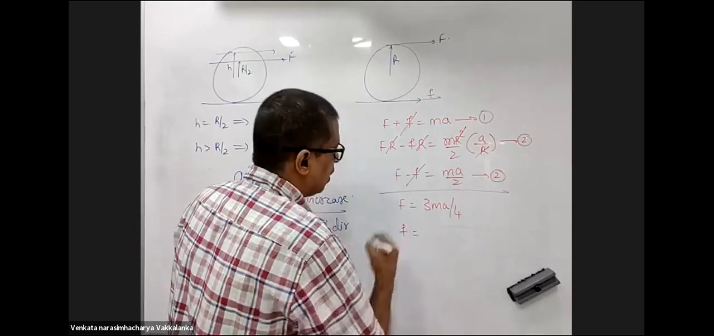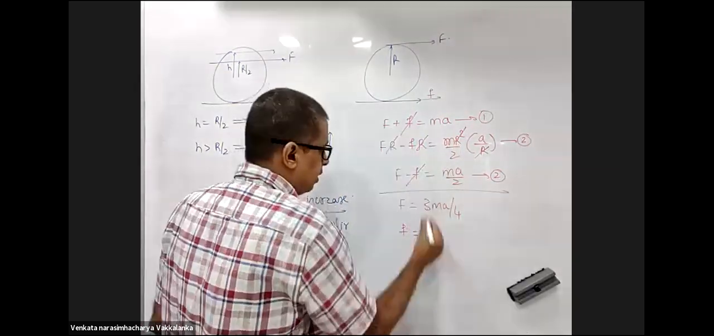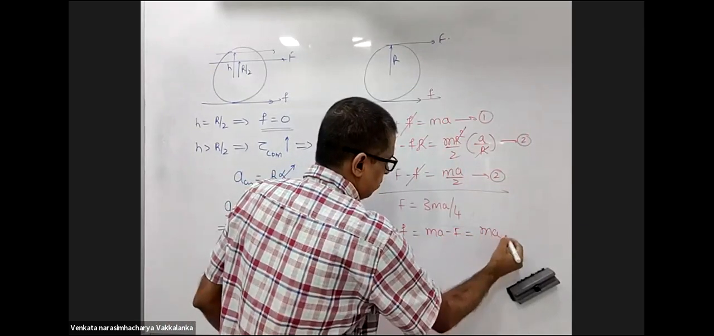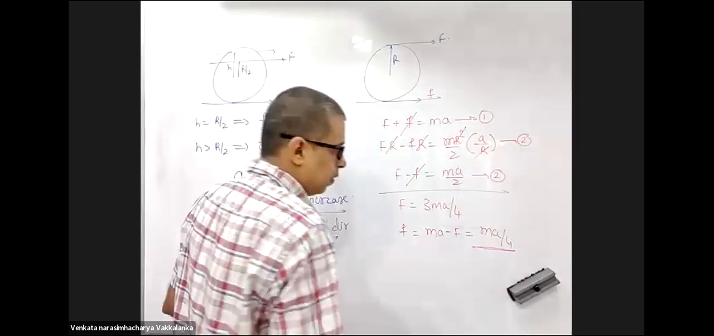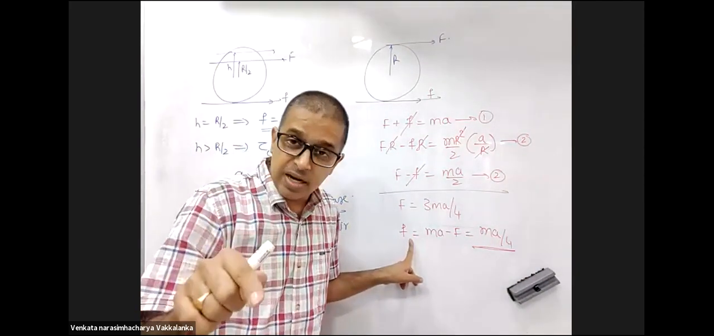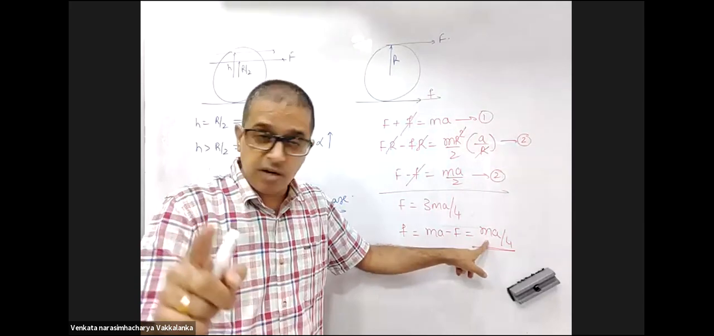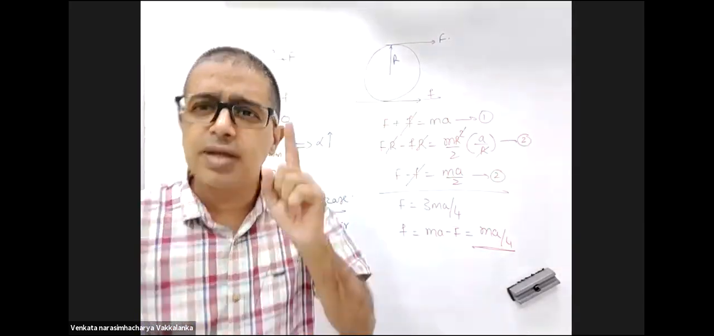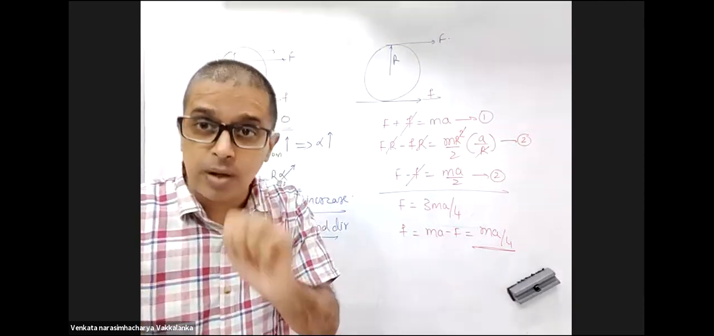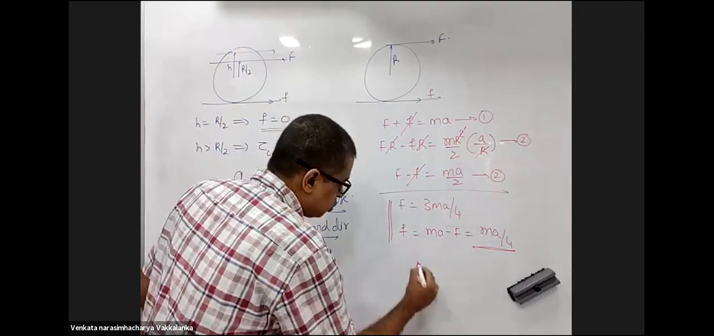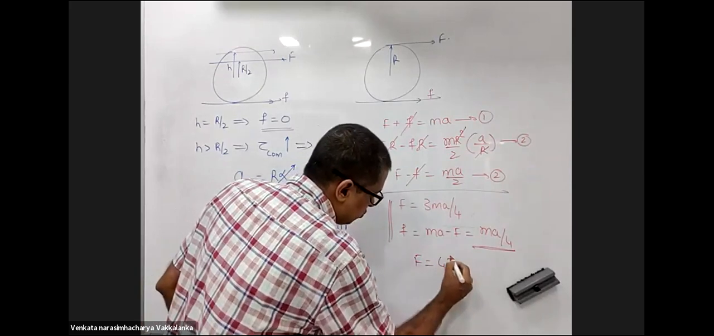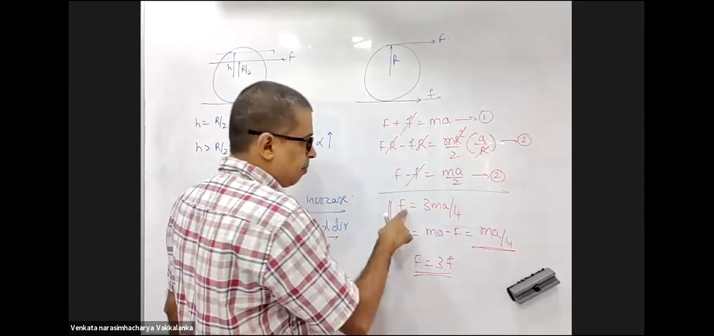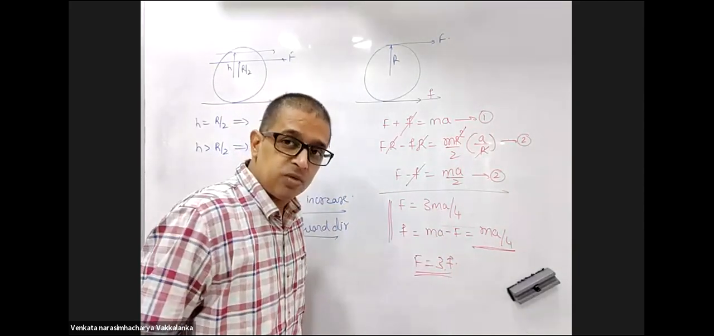Now what will small f be? MA minus capital F, which will be MA by 4. You calculated friction and got a positive value, which implies the direction of friction taken is correct. One more important point: from these two equations, capital F is 3 times bigger than friction.